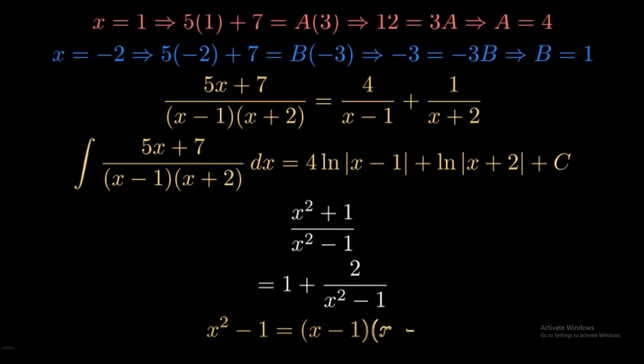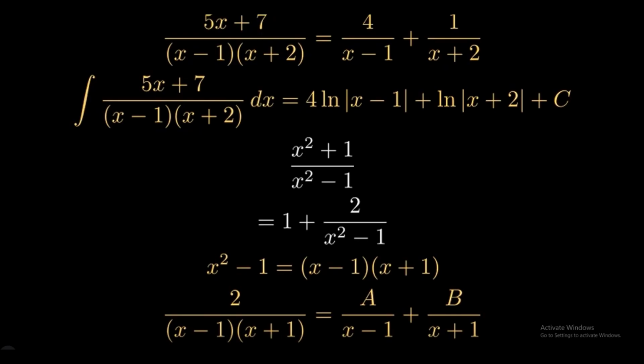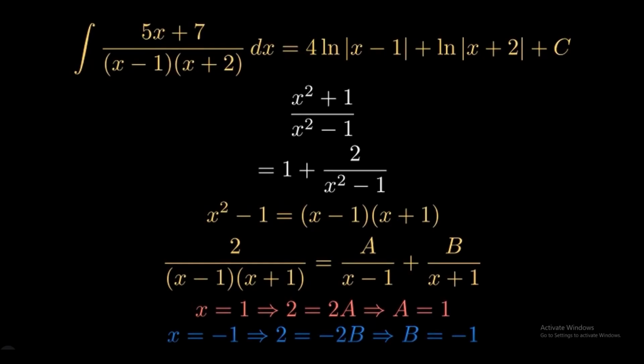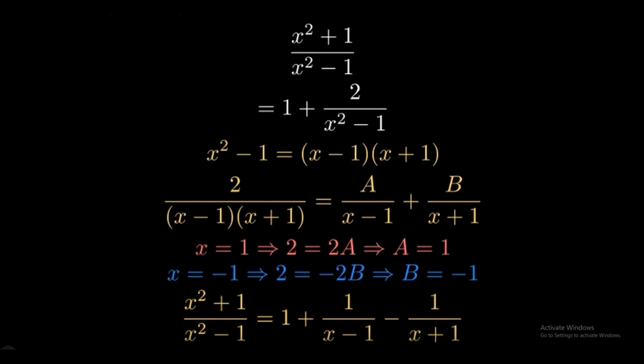Now factor the denominator as (x minus 1)(x plus 1). Write 2 over (x minus 1)(x plus 1) as A over (x minus 1) plus B over (x plus 1). Solve for A and B. Plug x equal 1 to get 2 equals 2A, so A equals 1. Plug x equal negative 1 to get 2 equals negative 2B, so B equals negative 1. Therefore, the decomposition is 1 plus 1 over (x minus 1) minus 1 over (x plus 1).